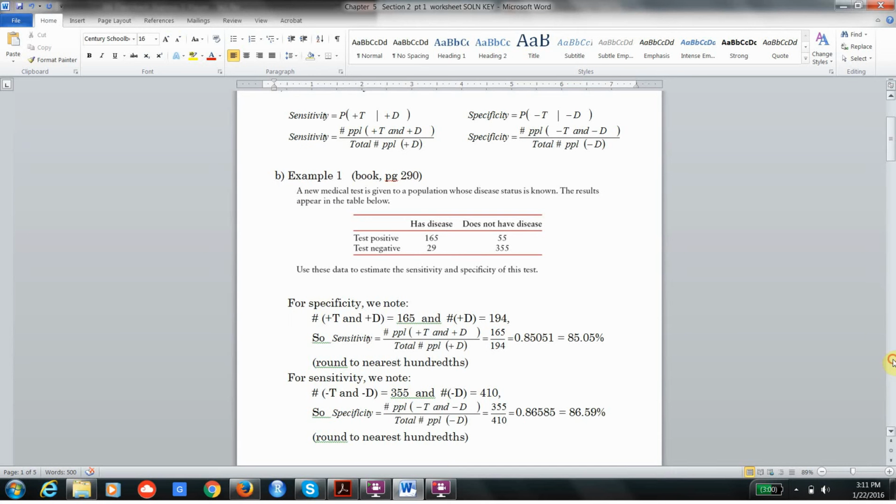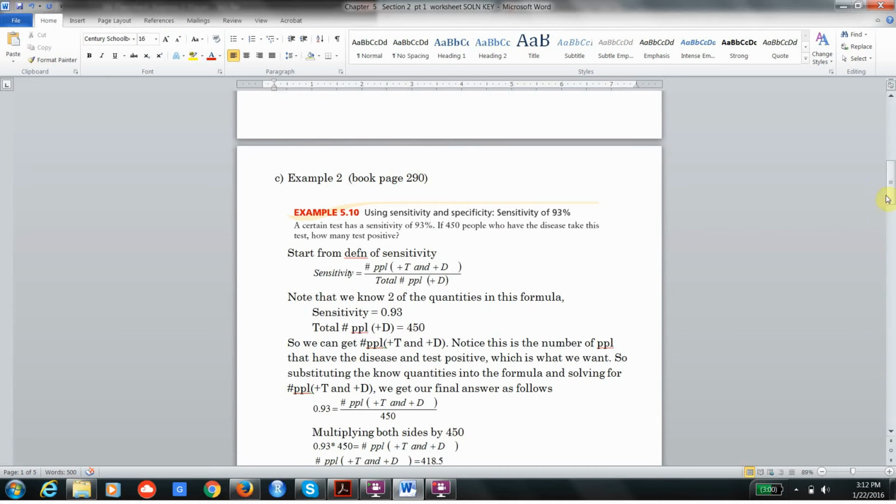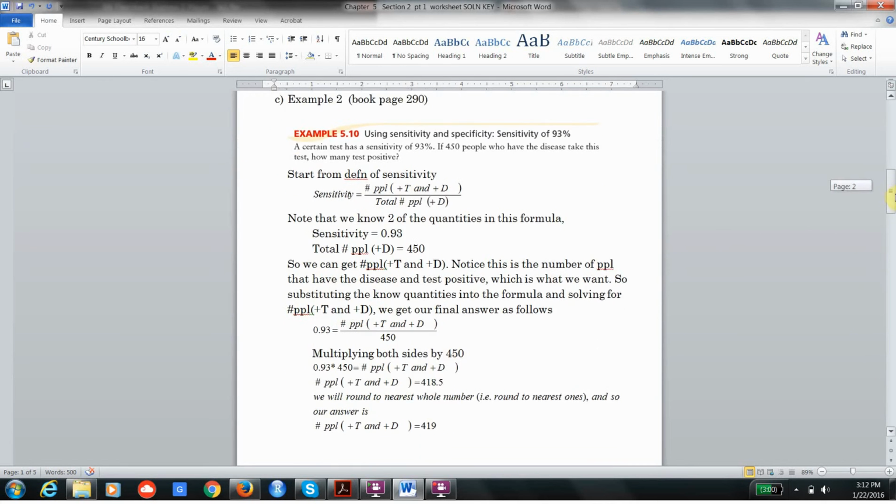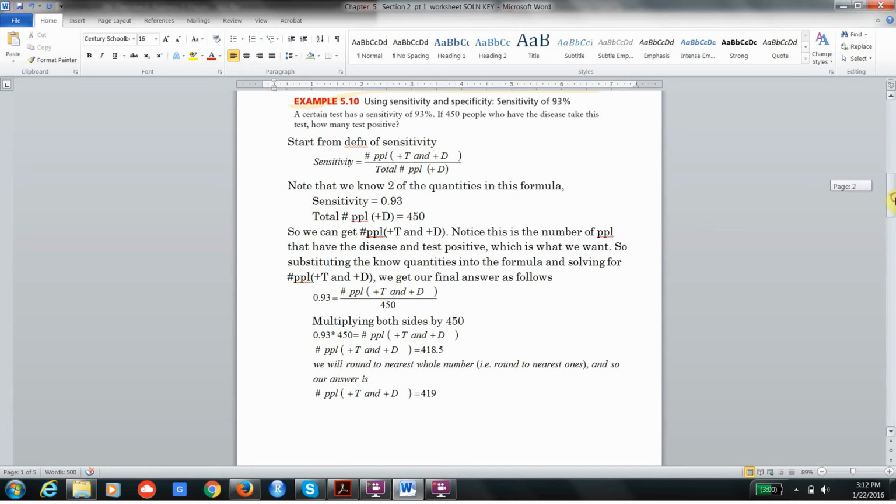Okay, in problem 2, okay, we're given the sensitivity of the test. We're told that it's applied to 450 people, all of whom have the disease. And we want to know how many of those 450 people are also going to have a positive test. So we want the number of people with a positive test and the disease.